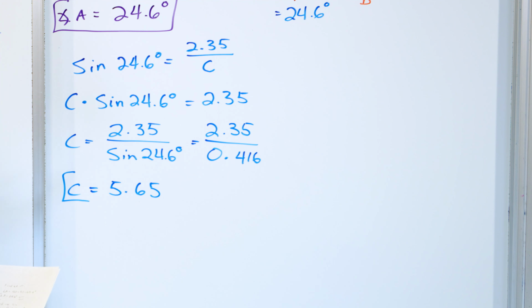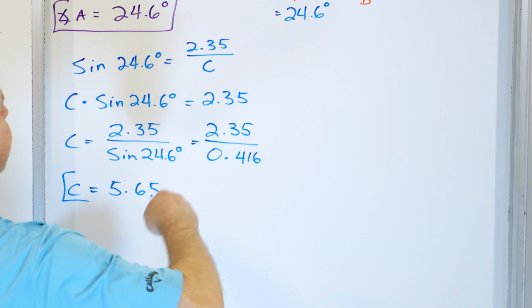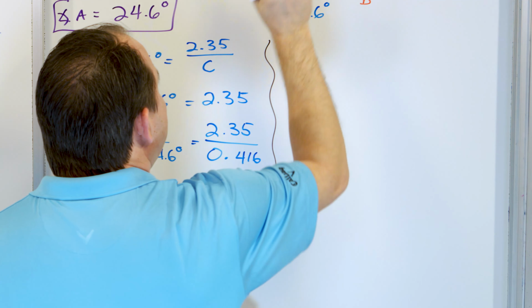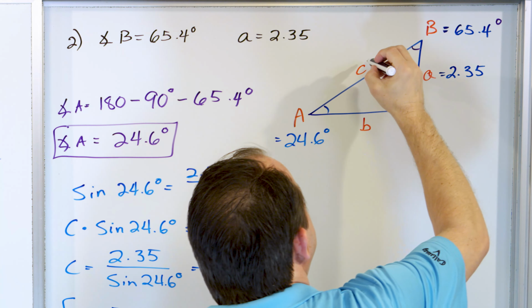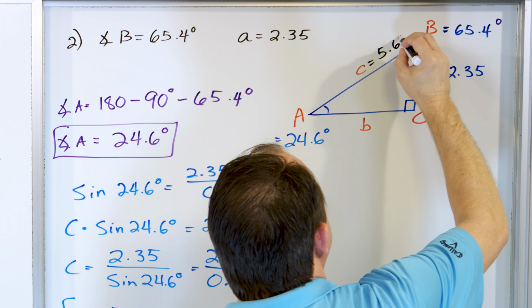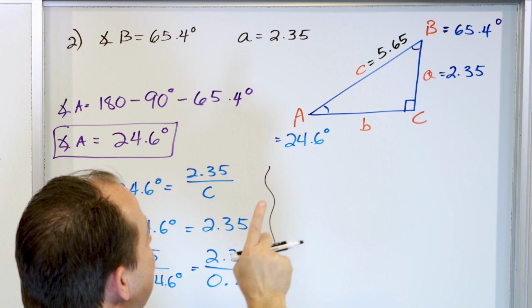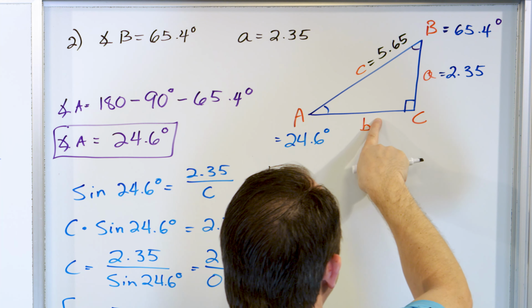And that's the final answer for the length of side C. So now I know what the hypotenuse is, and I'm going to write that down: 5.65. That's the length of side C. So how do I find the only unknown side, side B?